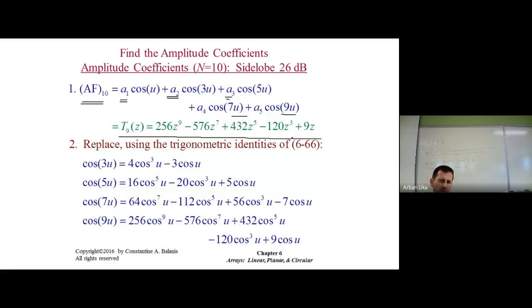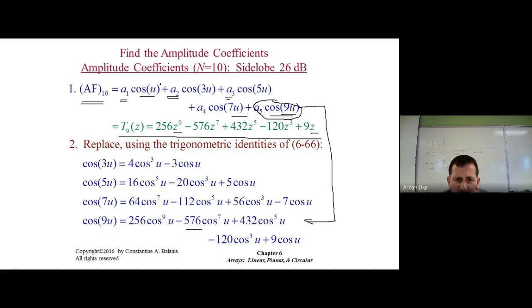So let me think for a moment. This is Z, and this is Z to the power 9. And this is cosine U, and this is cosine 9U. Now what we will do is describe this cosine 9U as a function of the fundamental frequency, and this is done here. So cosine 9U is equal to 256 cosine to the power 9 of U minus 576 cosine to the power 7, and so on.